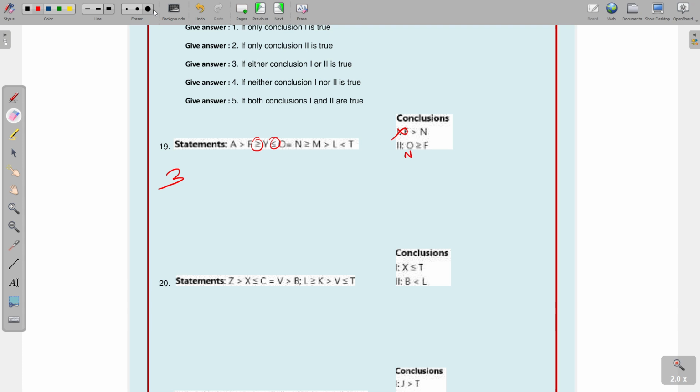So see what is given here. F less than N, and next N greater than F. We can write N instead of O also. Why? Because O equals N.